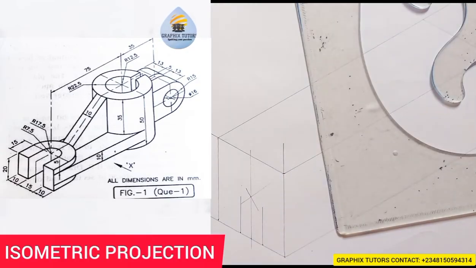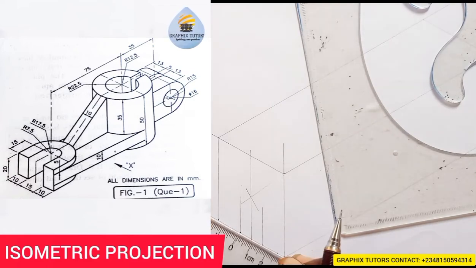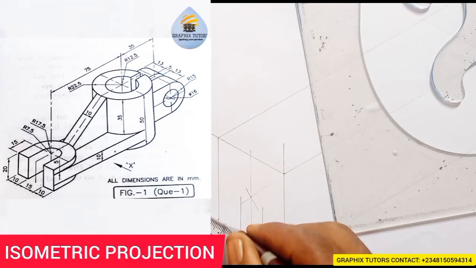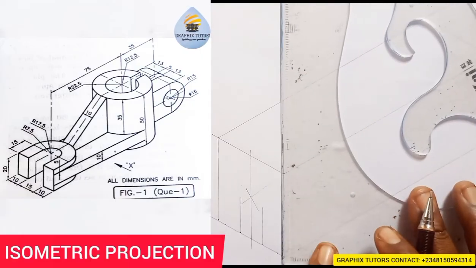Then if you look closely, you will now measure 10, 10 on both sides. So I'm going to measure 10 from 0, and from 0 here also I'll measure 10. You can see that? And I'll take it up in this fashion.